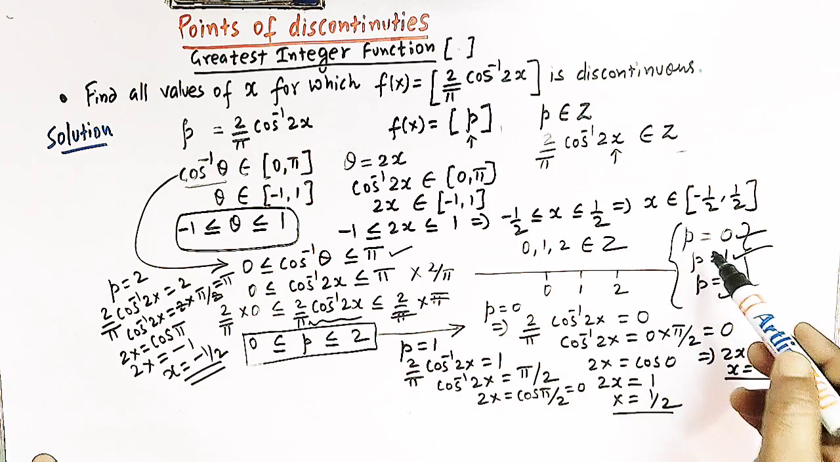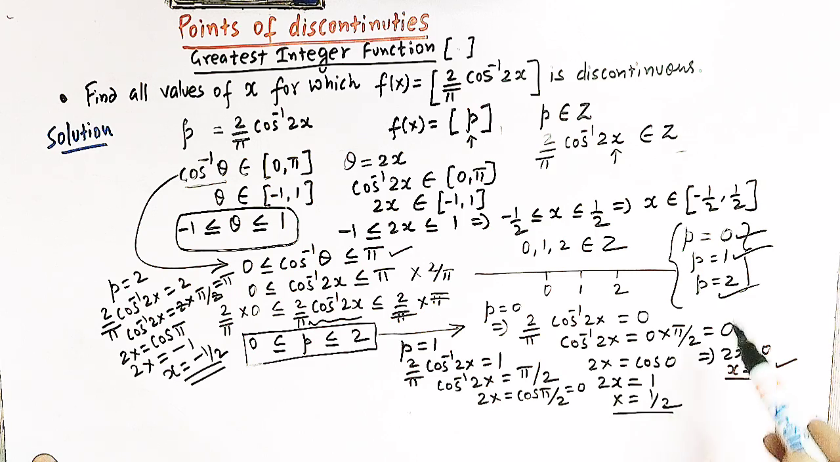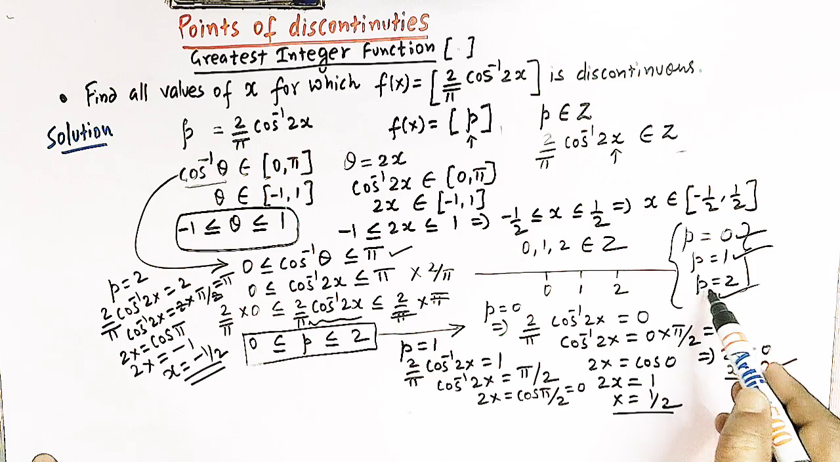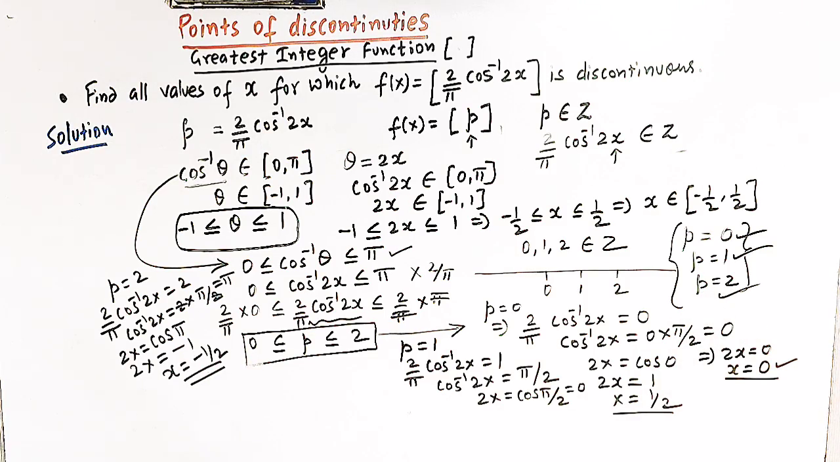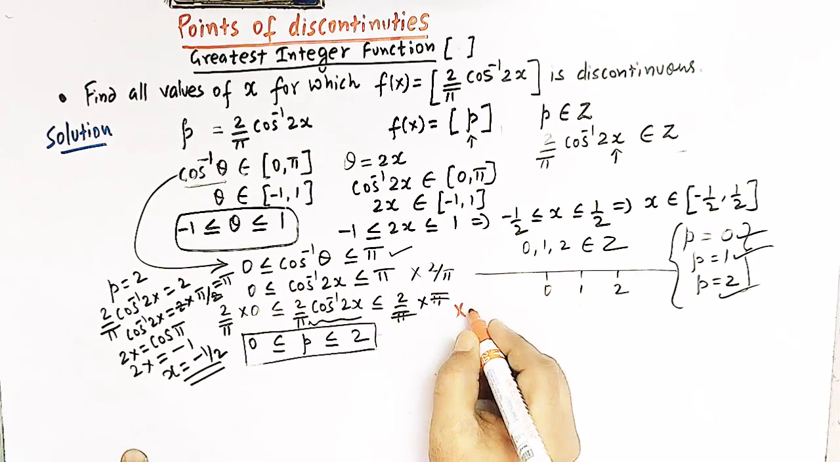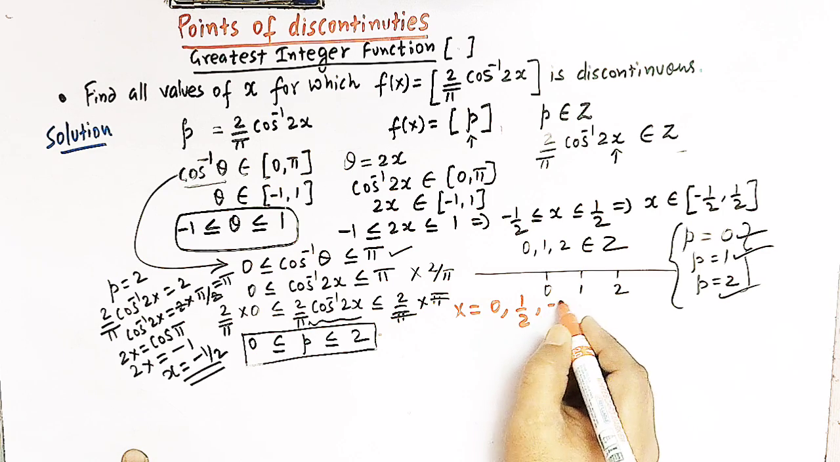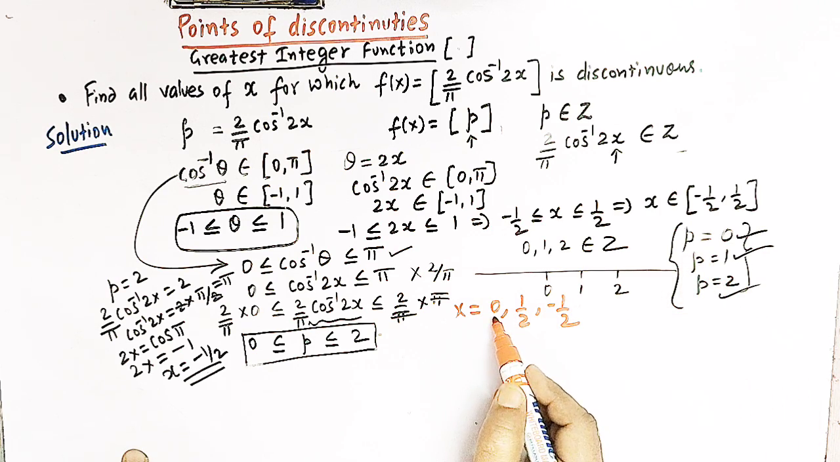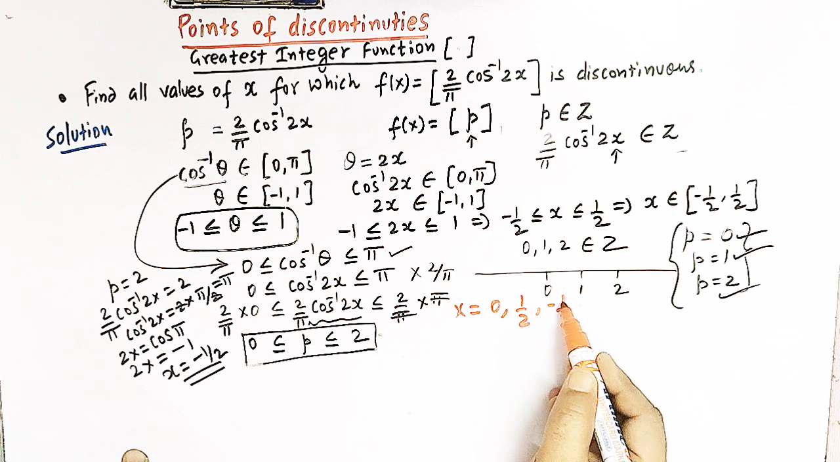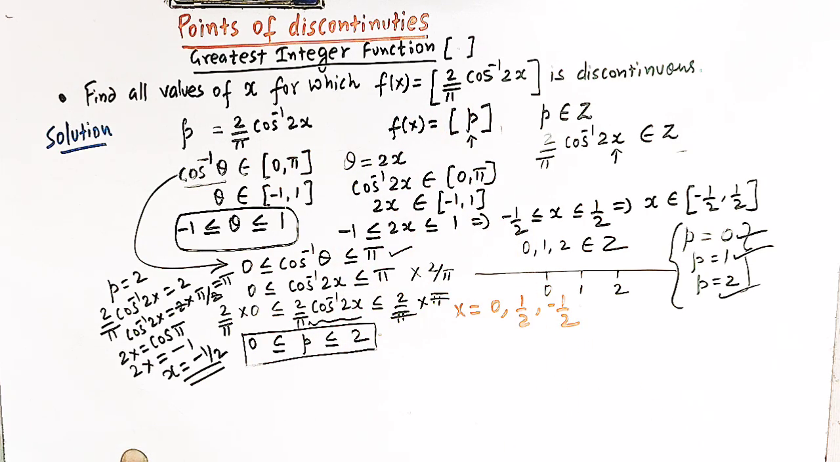So this is the third value of x, right? So by solving these 3 equations, when p is equal to 0, we have x is equal to half. When we take p is equal to 1, x is equal to 0, and when we take p is equal to 2, x is equal to minus half. So now we have 3 values of x, that is 0, half, and minus half. So x is equal to 0, half, and minus half will make this function f of x discontinuous, right?